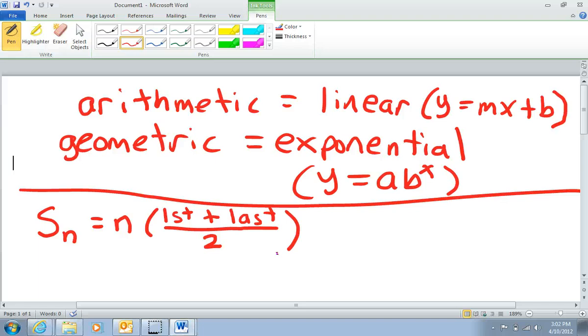So if I have 9 or 15 or 20 or 30 things I want to add, I'm probably going to use this formula instead of adding them all up by hand. So let me show you what I mean by that. In this particular case, keep your eye on this formula: n times first plus last divided by 2.